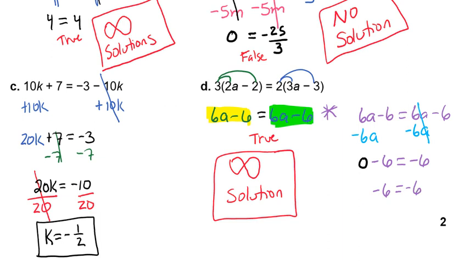And we can ask ourselves, is that true or false? Well, that's true, which means that we're going to have infinite solutions. So again, if you don't notice that your sides are identical, it's okay. If you just try to get the a by itself, move that variable over, you'll still end up with the right answer.